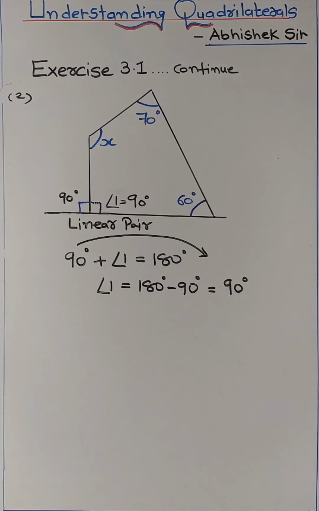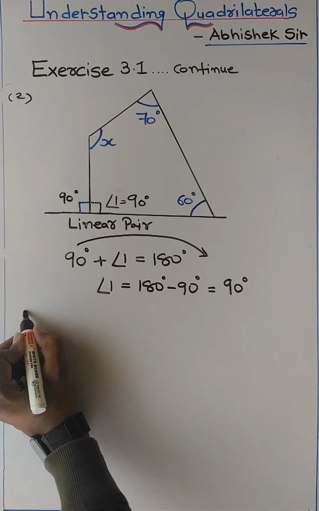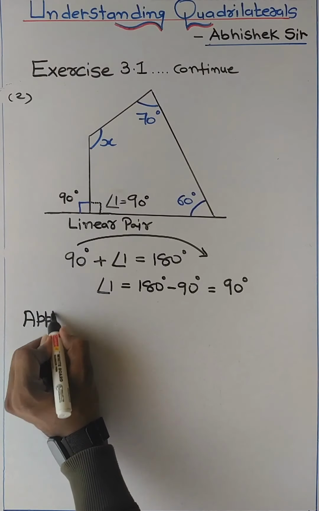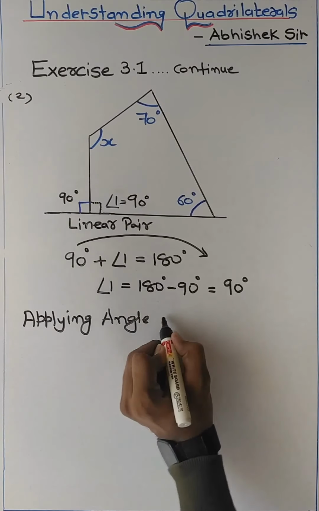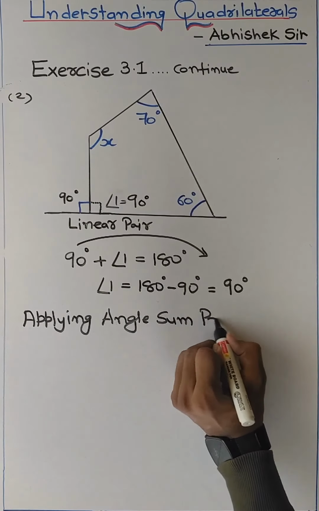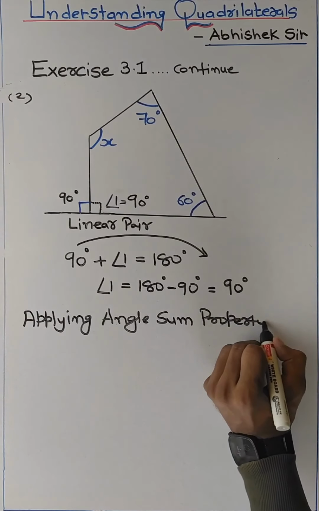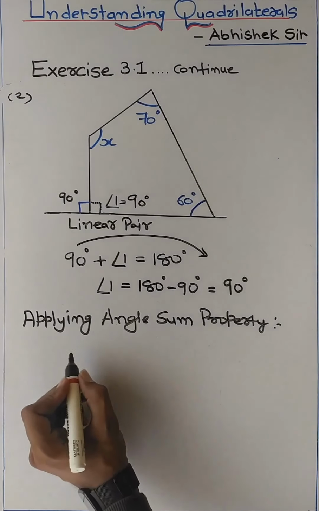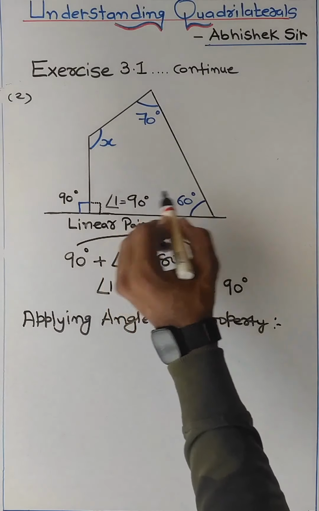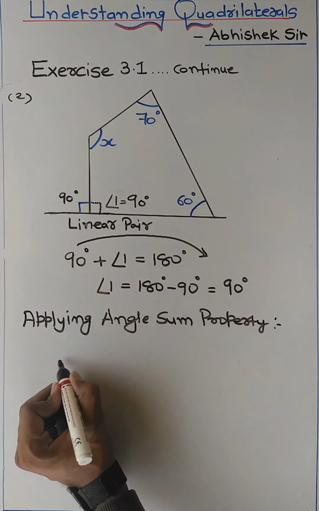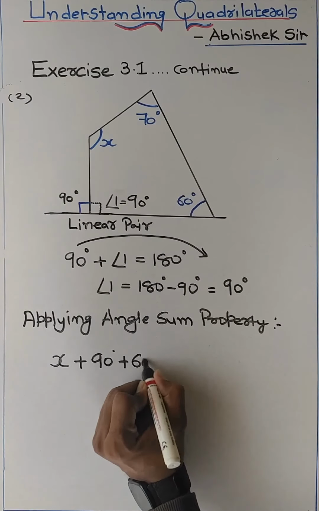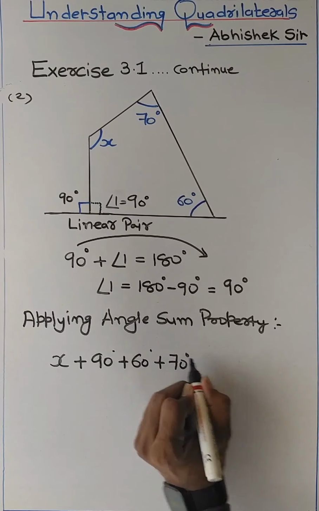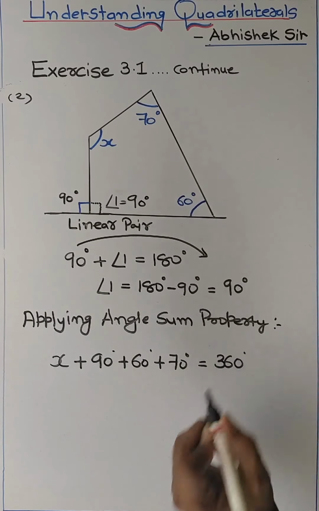Now going back to our original property. So again for a quadrilateral, applying which property? Angle sum property. What will be the total of all four angles? Yes, it will be 360. Now we have three angles and one unknown, so applying the same formula, x plus 90 degree plus 60 degree plus 70 degree is equal to 360 degree.